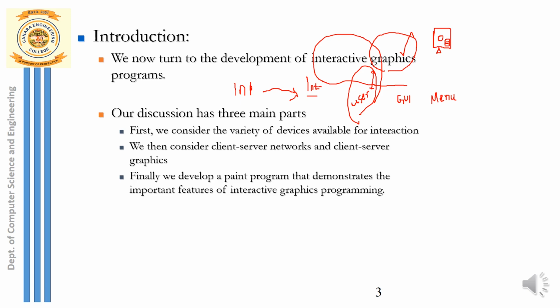Okay, so our discussion goes on in three parts. The first part of our discussion would be about the devices available to develop an interaction. So what are the different input devices available in order to interact with the graphics? About that we are going to discuss in the first part. In the next part we are going to discuss about the client server network, or the interaction between the graphics based on the client server architecture.